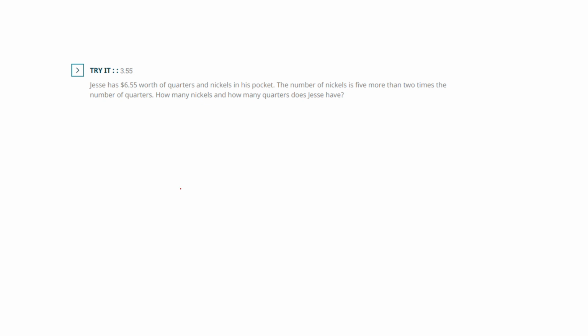Okay, let's do a few of these harder ones. I think there's still one more topic, I think. I've got nickels and quarters. So here's my build sentence. The number of nickels is 5 more than 2 times the number of quarters. So I can build nickels from the information of quarters.